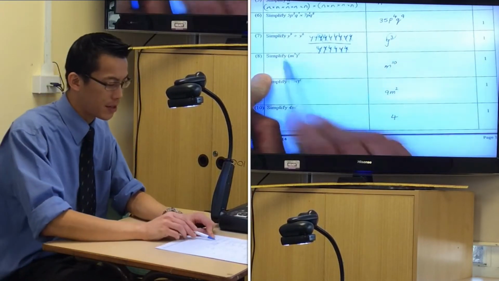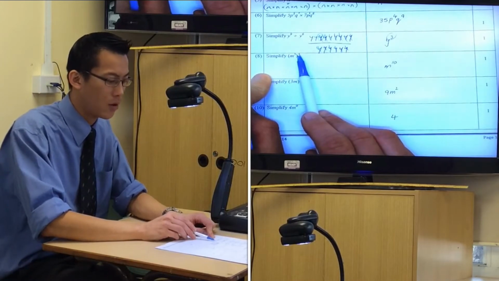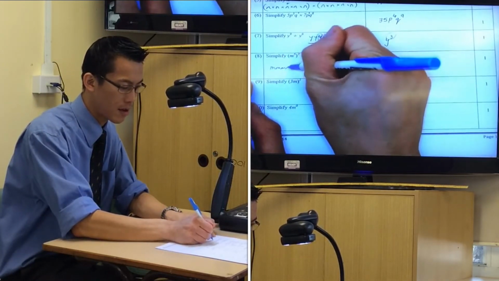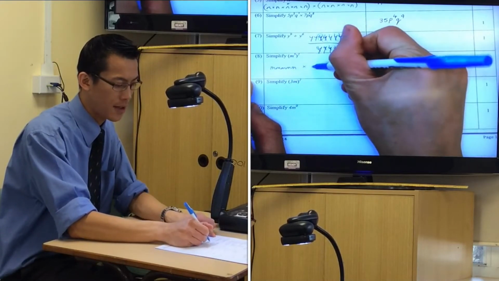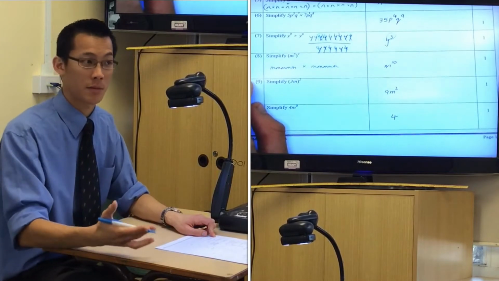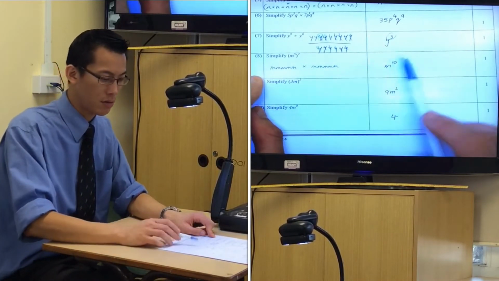Here, m to the, it's a bit hard to read, 5 all squared, right? So again, that's 5 m's times 5 m's. Because that's what squared means, right? You multiply something by itself. So how many m's are there in total? There are 10.